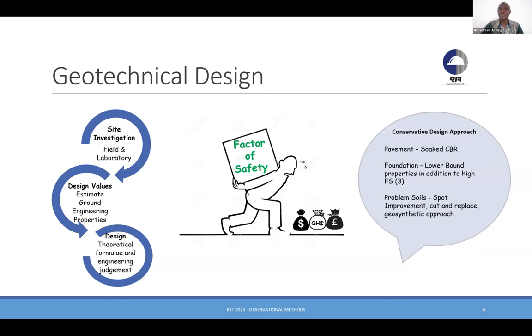There are tests we do here and there, but the issue is, it's for quality assurance purposes. It's not necessarily to go back and do back calculation and see whether we can save cost or time. Like you can see on my slide, what we do here is more of the factor of safety approach, which Peck made a remarkable statement in his lecture is quite a wasteful approach, which is what we do in most cases, because we are still doing the conservative approach: pavement soaked CBR, factor of safety of 3 here and there, ground improvement. When there may be other means, like the OM approach, to have a cheaper and a better option.